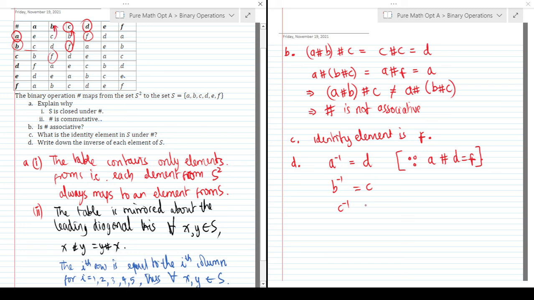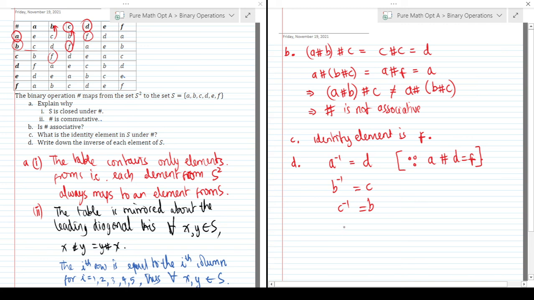That was kind of expected. Why? Because the operation is commutative. If B is the inverse of C, then C has to be the inverse of B. Sorry, B is the inverse of C, because C was the inverse of B. The operation is commutative, right? And there's a reason for that.